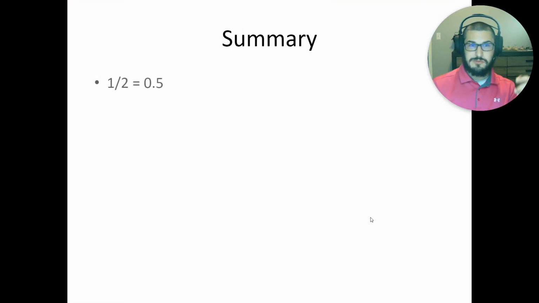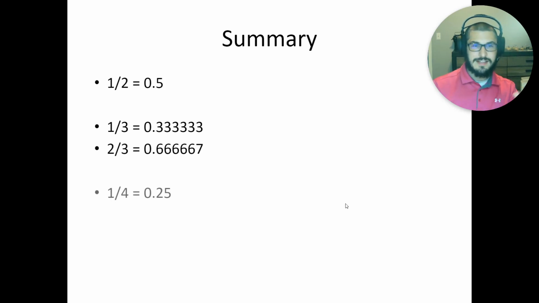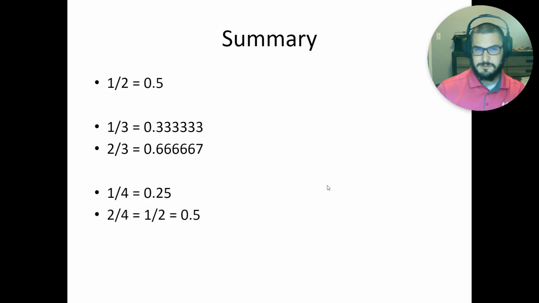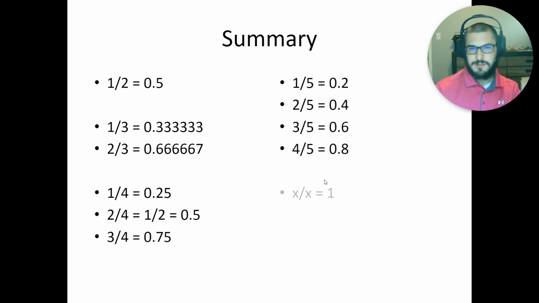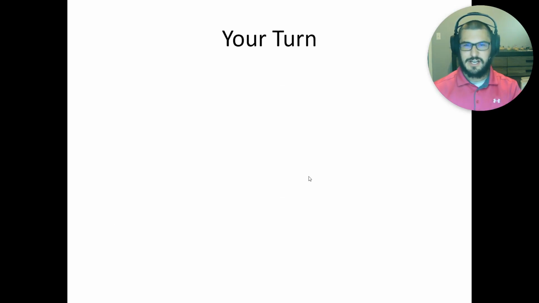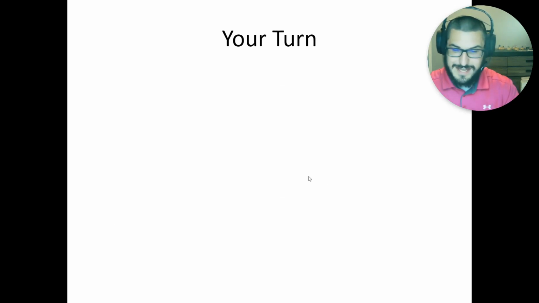So then in summary, we've got a half is 0.5, 1/3 is 0.3 repeating. That means that 2/3 is 0.6 repeating. 1/4 is 0.25, 0.5 for 2/4, and 0.75 for 3/4. 1/5 is 0.2, and we can figure out the others from there. And then anything over itself, like we've seen before, is 1. They cancel out. Your turn. Go ahead and try that out, and let me know what questions you have.